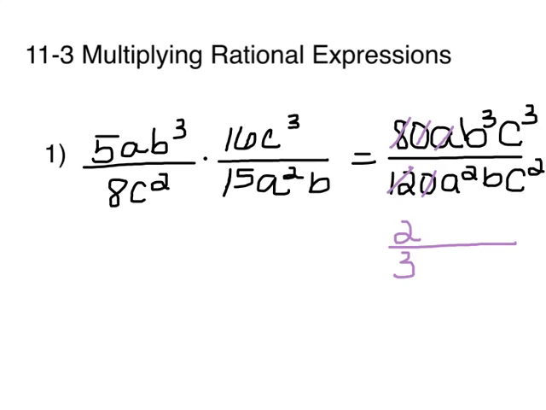An a crosses off on the top with an a on the bottom, and we'd have one a left on the bottom. A b crosses off on the bottom with one b on the top, so we would have two b's left on the top. Two c's will cross off on the bottom, as well as two c's on the top, so we'll have one c left on the top. So our final answer is 2b squared c over 3a.